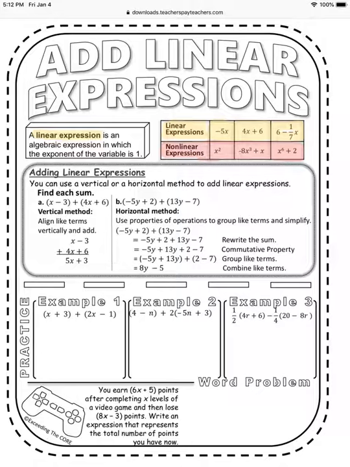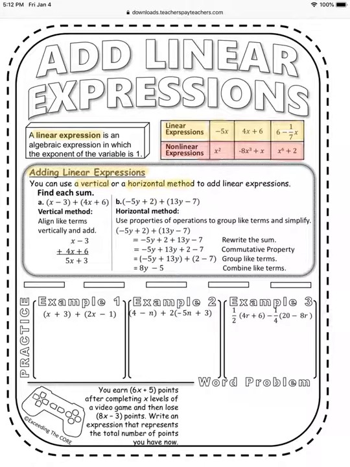Notice in the word linear, you should see the word line. These are also equations or expressions that eventually we're going to turn into equations of lines. So linear gets its name from the word line. Now we're going to try adding linear expressions. You can use a vertical method or a horizontal method to add linear expressions.